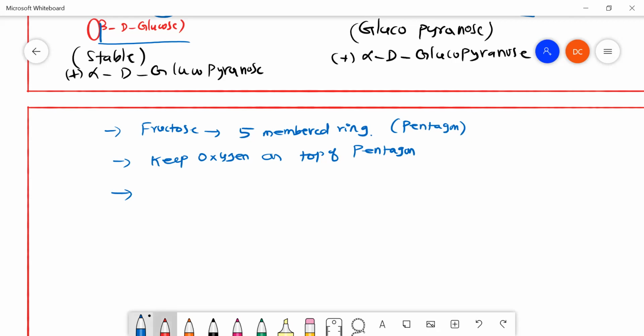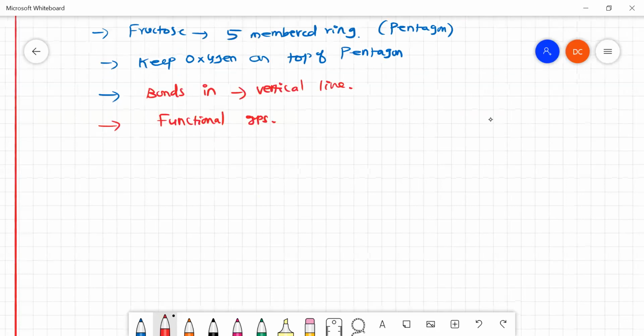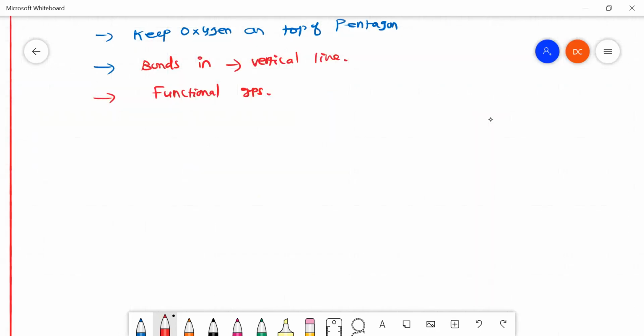Then we also represent the bonds in vertical lines. And then we have to give the functional groups. I'm writing one structure first, then we can write the other. This is very simple. So here I can write the Fisher projection.